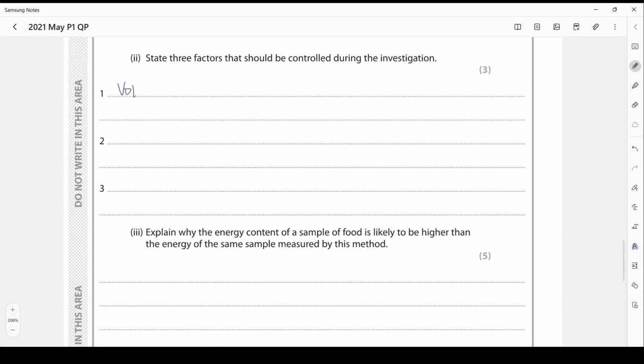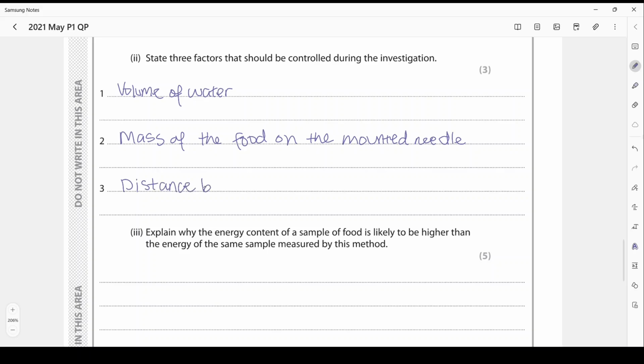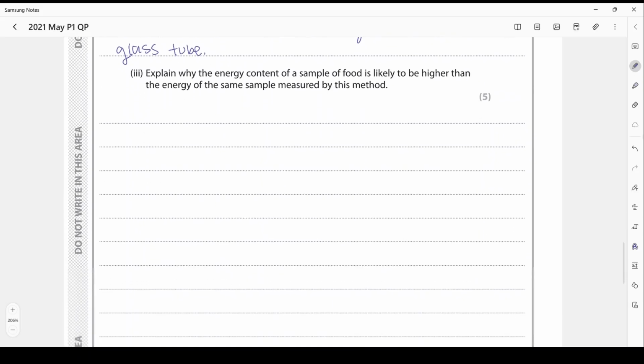All right, so the volume of water and then the mass of the food on the mounted needle, and then lastly the distance between the food, I should say burning food, and the glass tube.